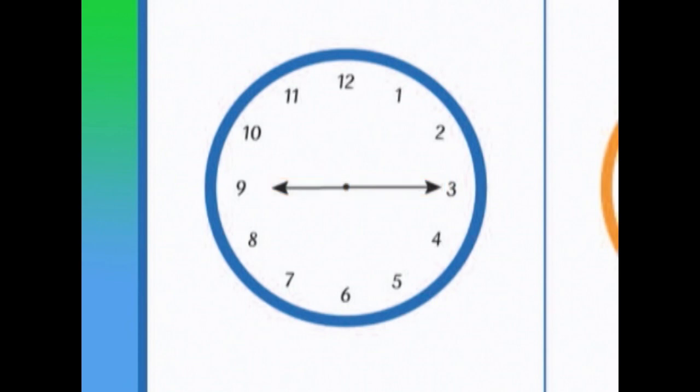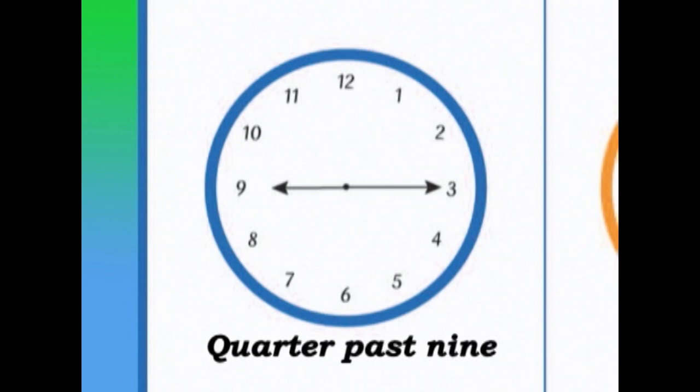What number is the big hand pointing at? It's pointing at number 3. What number is the small hand pointing at? It's pointing at number 9. So that means it's 9:15.